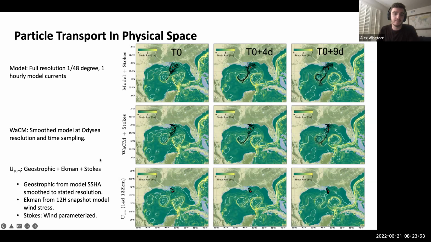However, if we do a summed experiment where we take geostrophic currents at a resolution of about 14 days and 132 kilometers.